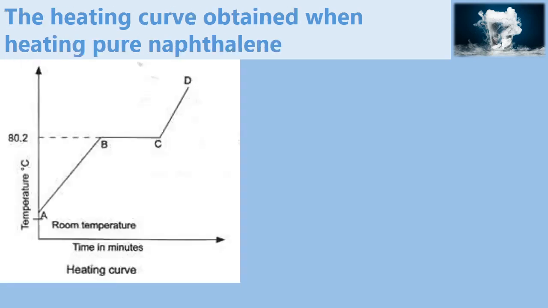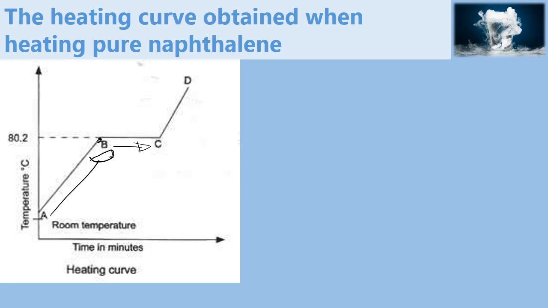The heating curve obtained when naphthalene is heated is shown in the diagram below. In region AB, naphthalene particles gain heat energy and begin to vibrate more vigorously in fixed positions as the temperature rises. By the time we get to point B, naphthalene begins to melt and the temperature remains constant.